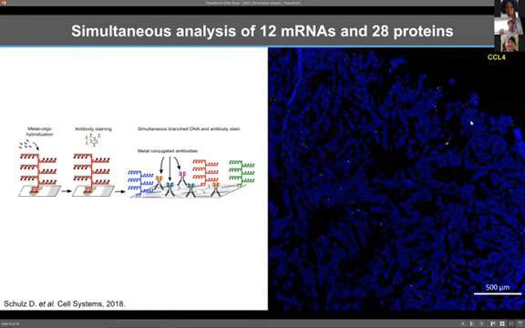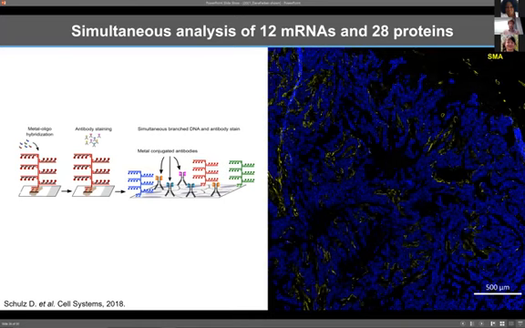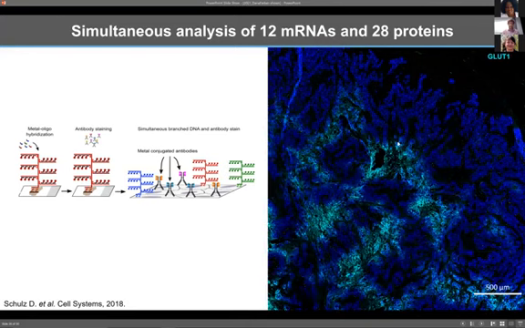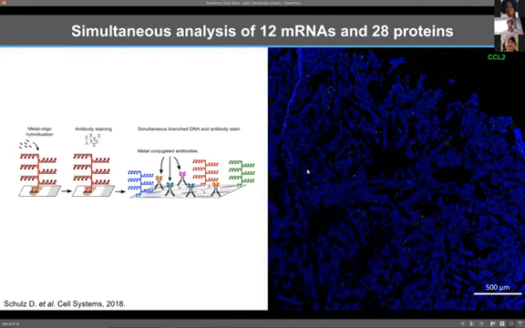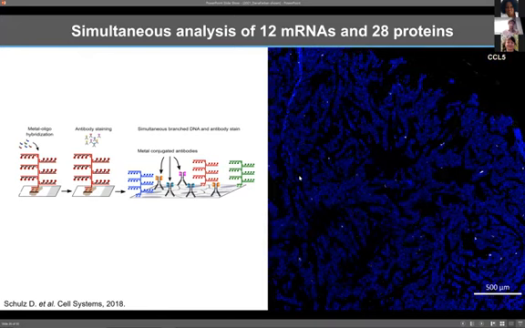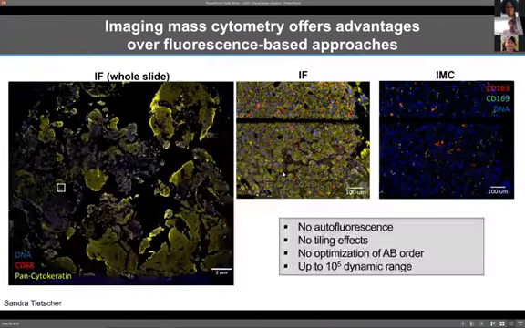And what we really use the transcript detection for is to determine which cells are producing chemokines, cytokines, or just in general growth factors, since they are secreted and therefore very difficult to detect. Also, the antibodies for those are actually not really good.